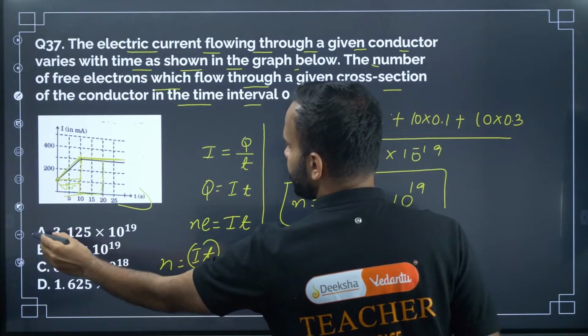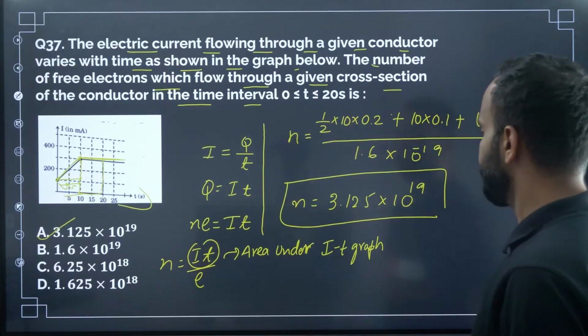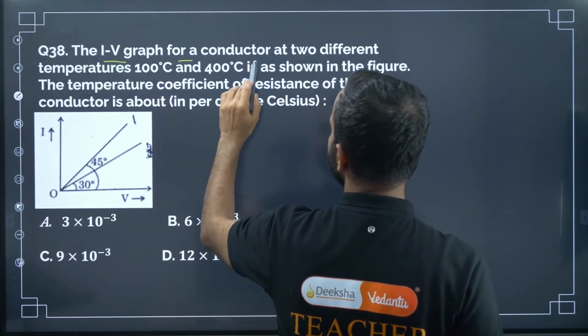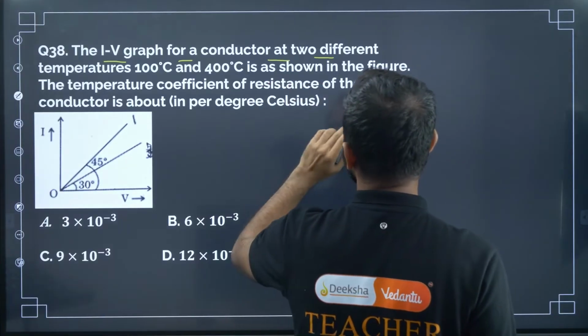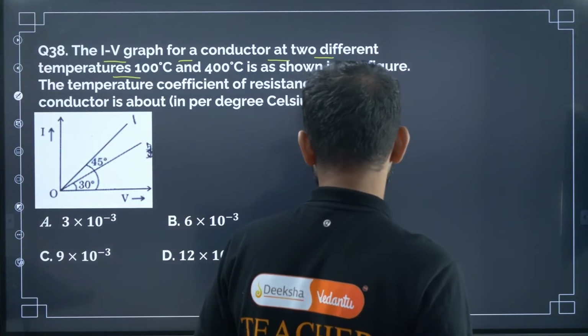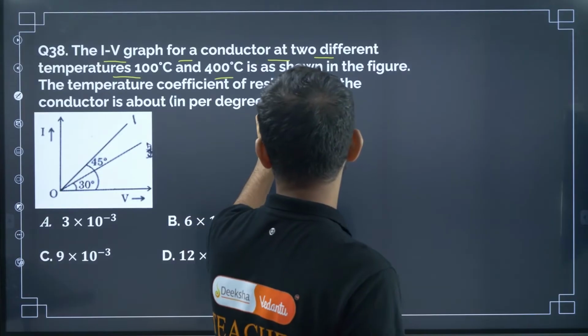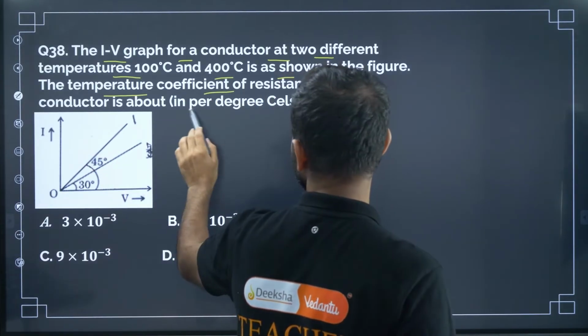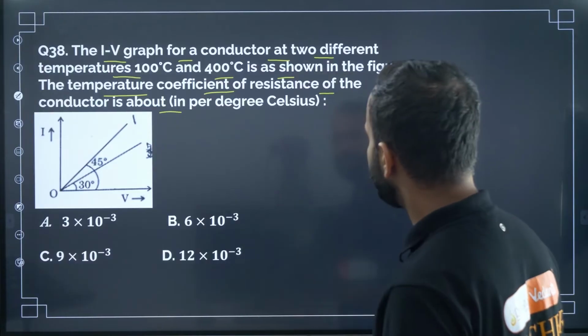So the correct option is A. Next question, question number 38. The IV graph for a conductor at two different temperatures, 100 degrees Celsius and 400 degrees Celsius, is shown in the figure. The temperature coefficient of resistance of the conductor is about what, in per degree Celsius?